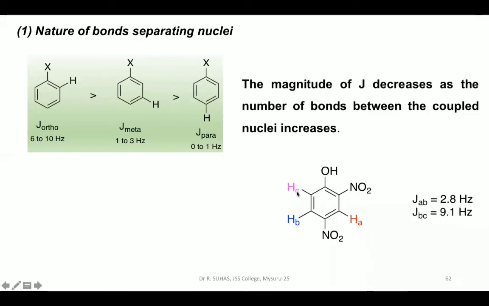For this hydrogen C, what is the neighboring group? Phenol. For this proton, that is proton B, what is the neighbor? Nitro. That means for this hydrogen, nitro is the neighbor, and for this hydrogen, phenol is the neighbor. That means these two protons have different neighbors. Different neighbors means non-equivalent protons. Non-equivalent protons always couple with each other. This is the first factor that governs the coupling constant.